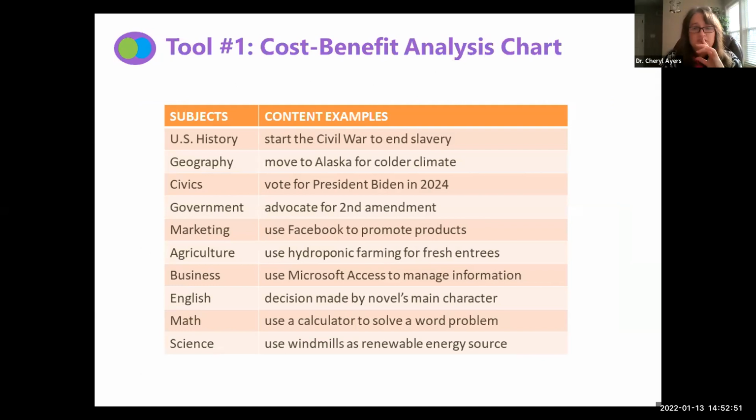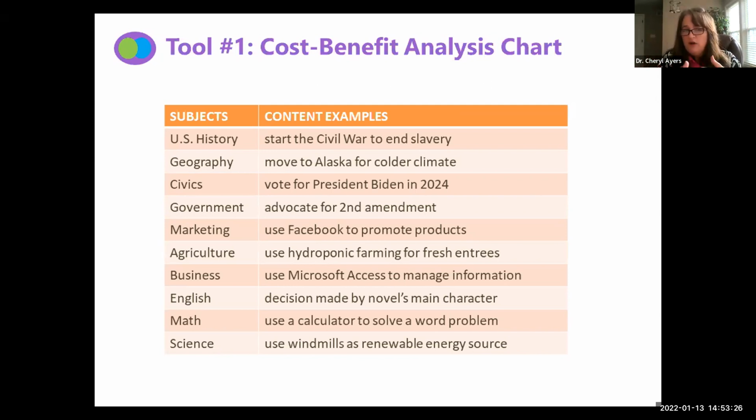But what I want to share and then hear from you is, here are some examples. For example, in US history, you could apply the cost-benefit analysis to back in the day, invoking some historical empathy. What was the cost-benefit analysis of starting the Civil War to end slavery? Geography, for example, what is the cost-benefit analysis of moving to Alaska? Not like where all could we move for cold climates. We have to remember, be specific. It's to do or not to do. So to move to Alaska or not.